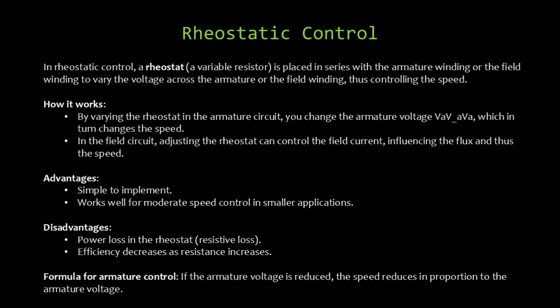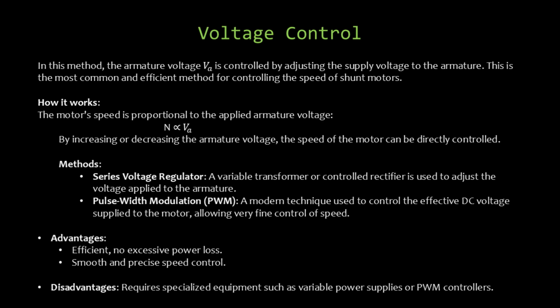Rheostatic control involves using a variable resistor, or rheostat, in series with armature or field windings. By adjusting the rheostat in the armature circuit, you can change the armature voltage, thus modifying speed. In the field circuit, it influences the field current and flux. This method is straightforward and works well for moderate speed control in smaller applications, though it does introduce some power loss.